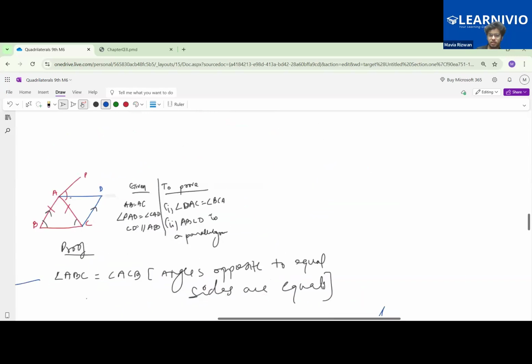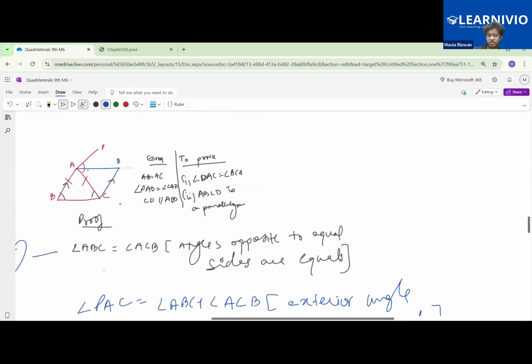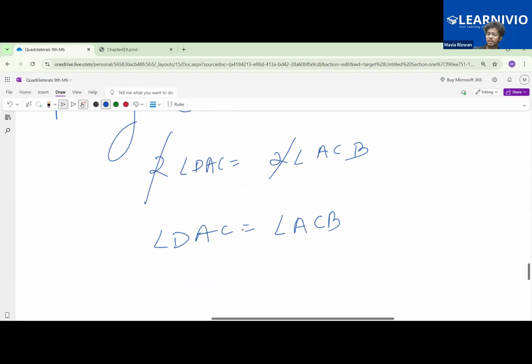Angle DAC is equal to BCA. We had to prove this, so we just proved that angle DAC is equal to angle ACB. That's the same thing. So this was the first part proved. Got it, guys? Yes, sir.